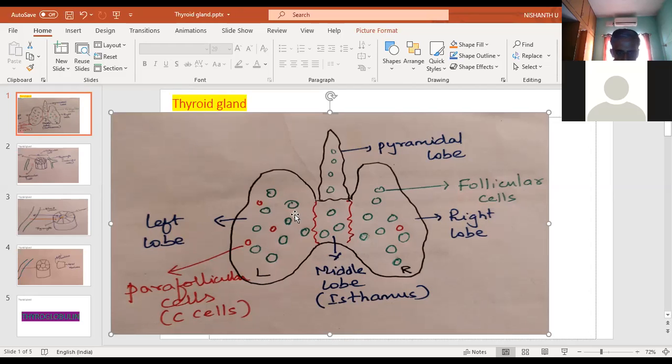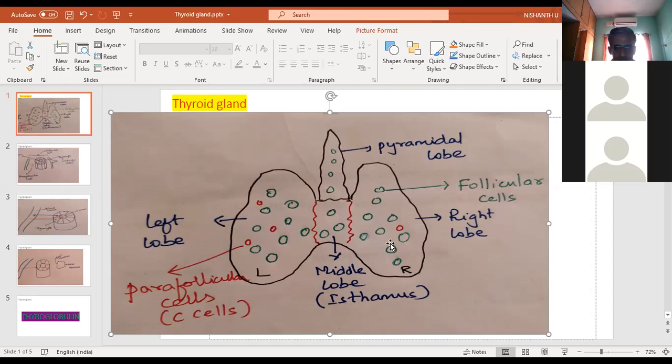Now you observe that in these lobes, you can see a green colored rounded structure. I think you are able to see the green colored round structure. And apart from that, you can see red colored rounded structures. The green colored rounded structure is called the follicular cell. A few red colored round structures are also there, and we call them parafollicular cells.